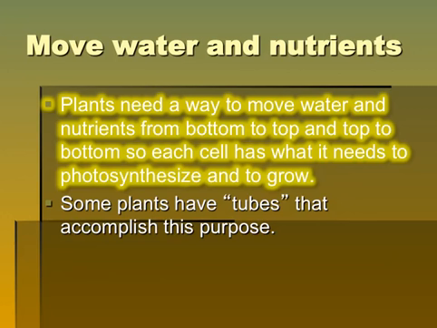Plants need a way to move water and nutrients. They need a way to move water and nutrients from the bottom to the top and from the top to the bottom, so each cell has what it needs to photosynthesize and grow. Some plants have tubes that accomplish this purpose.